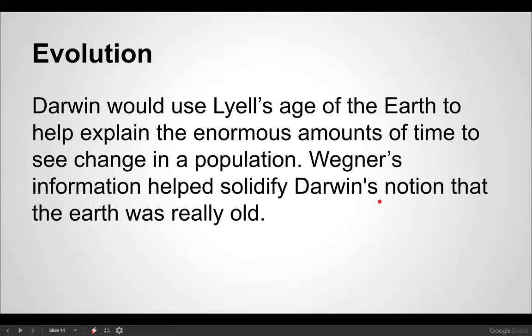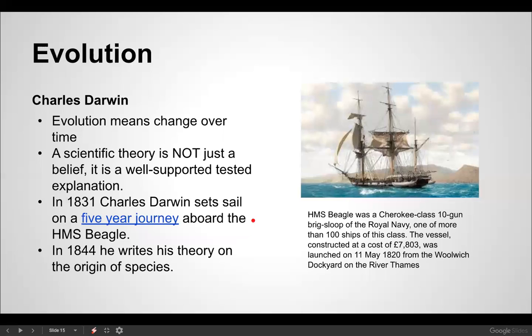Darwin used Lyell's age of the Earth to help explain the enormous amounts of time needed to see change in a population. The Wegener information helped solidify Darwin's notion that Earth was really old. So, Darwin, you can see his vessel there, the HMS Beagle, very famous. It was commissioned by the Royal Navy. Evolution means change over time. A scientific theory is not just a belief, it's a well-supported, tested explanation.